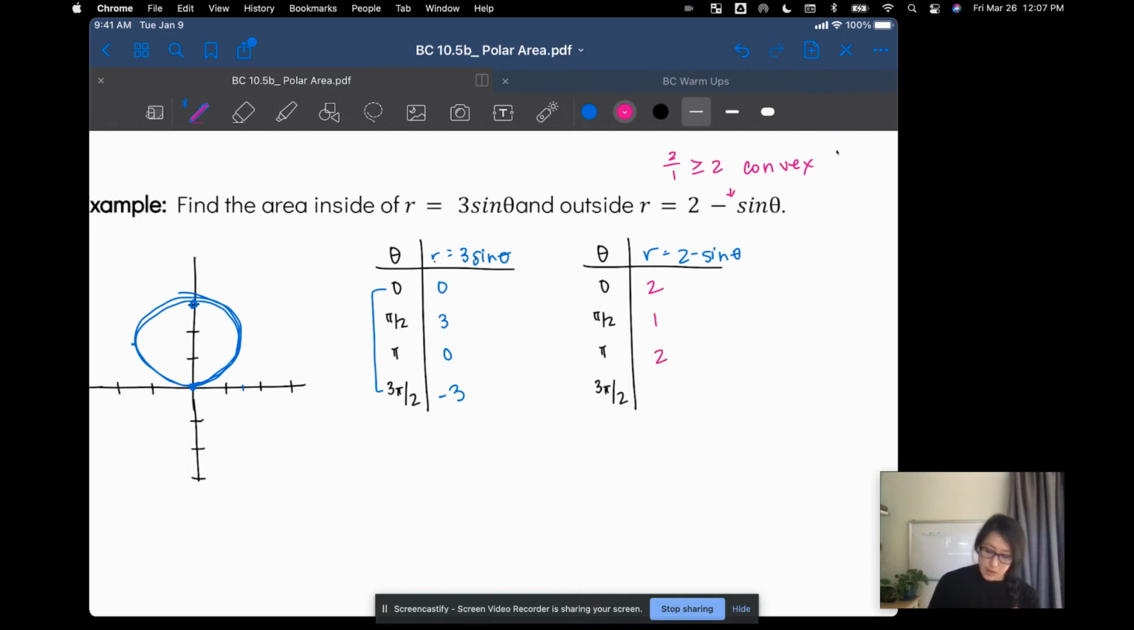And sine of 3 pi over 2 is negative 1. But with the negative, that makes it positive. So 2 plus 1 gives me 3. Okay.